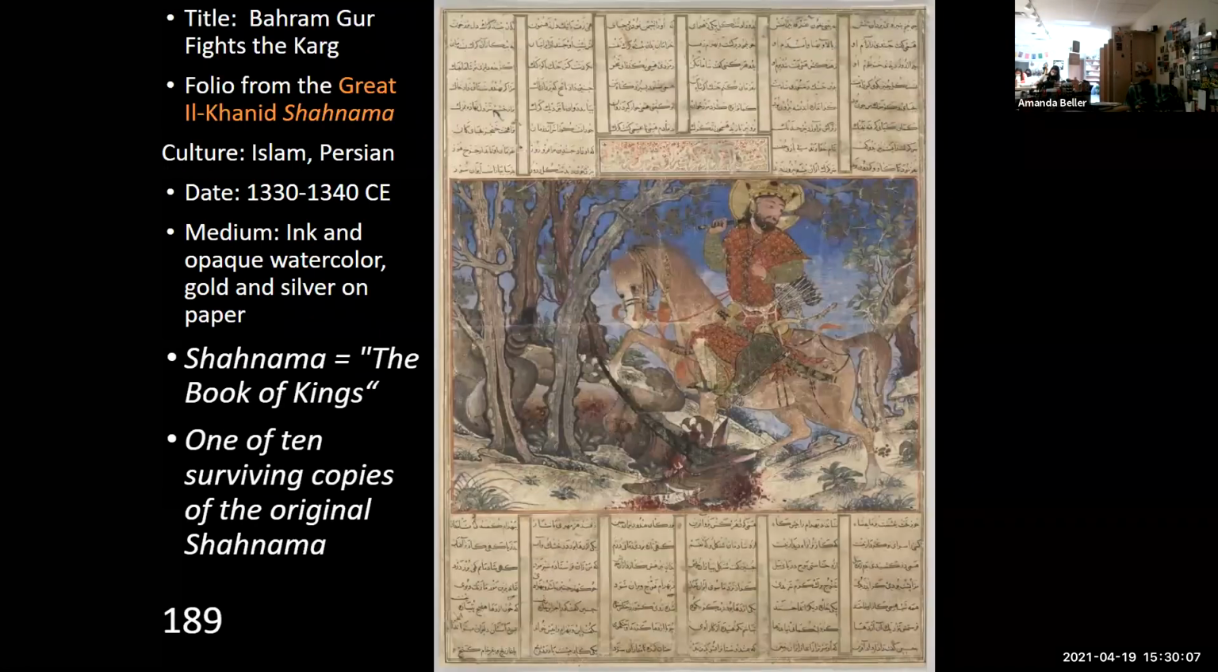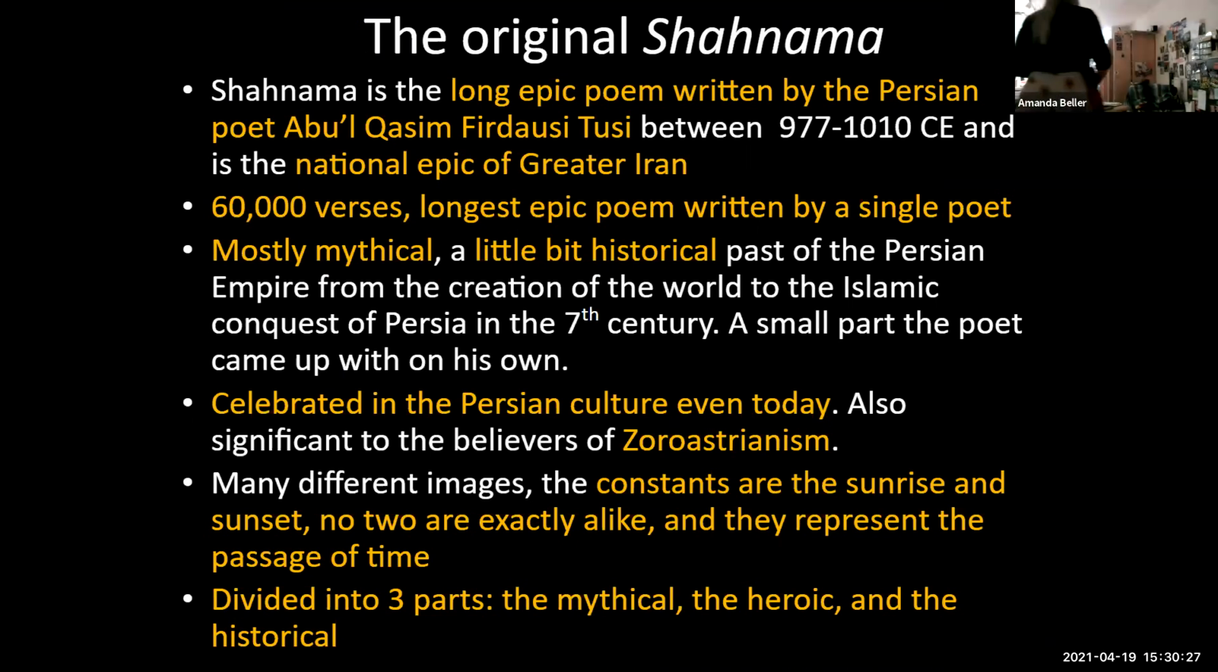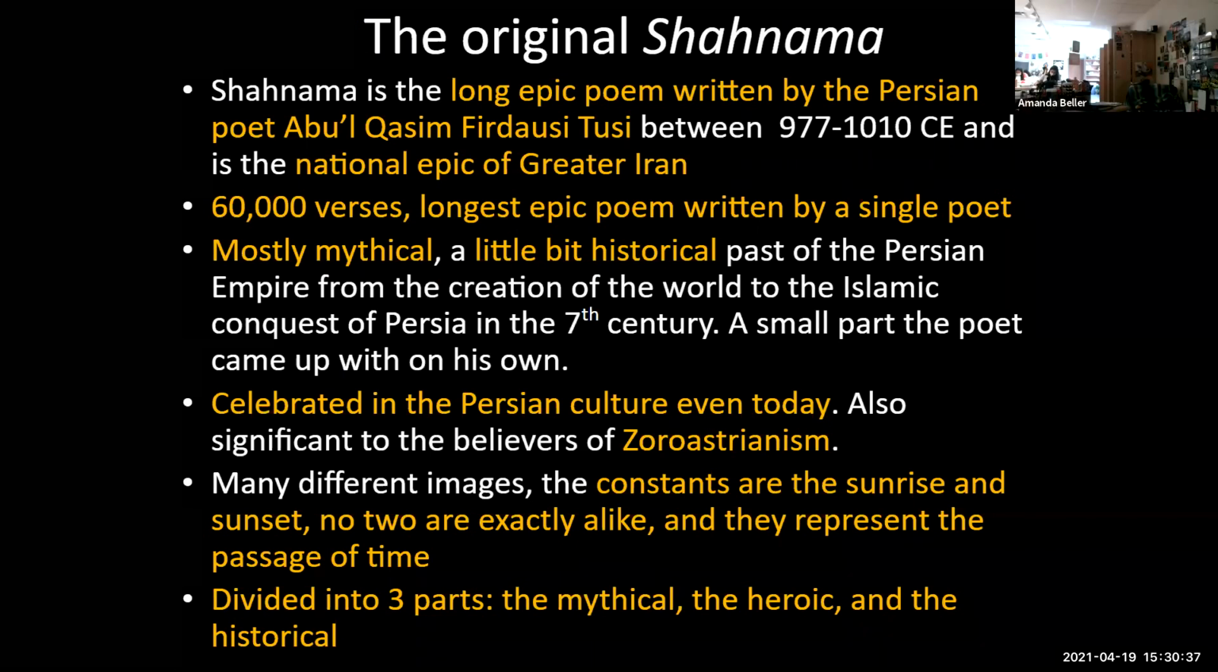All right, so what is the Shahnameh? The Shahnameh is the longest epic poem ever written by a single author. The author's name is Tusi. And it is 60,000 verses long. That's a really long poem. Somebody asked last period, what makes a poem epic rather than just a poem? I think the length of it and whether or not it's historical, right? Like the Odyssey or the Iliad.